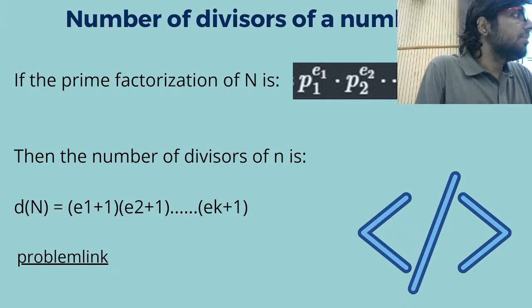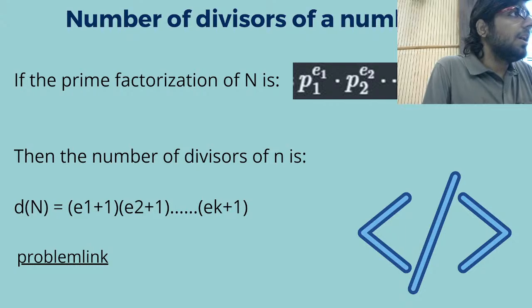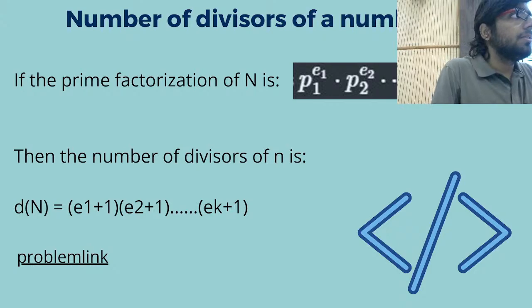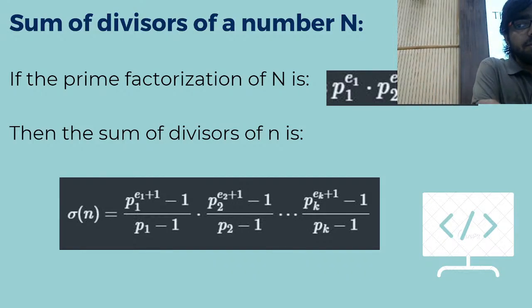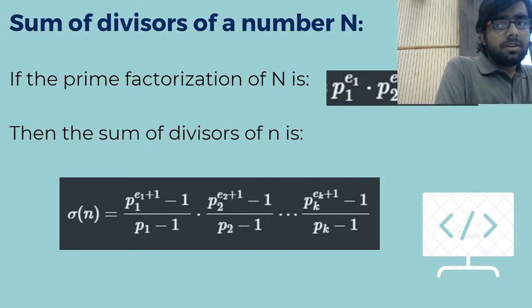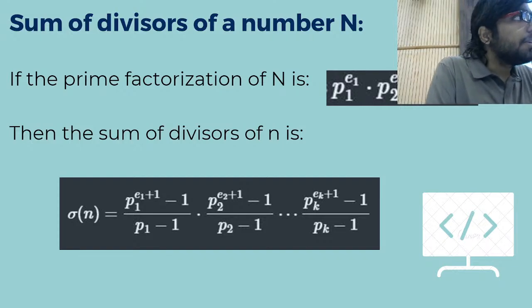Yeah, so there is one more property about number of divisors: if two numbers A and B are coprime, then the number of divisors of AB is equal to the number of divisors of A times the number of divisors of B. I guess that's clear by this formula. Clear? Yeah, so coming on to the sum of divisors. What's the sum of divisors if the prime factorization is given?